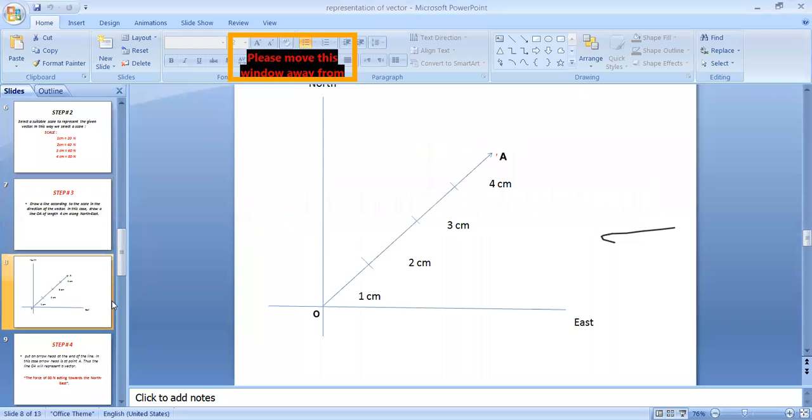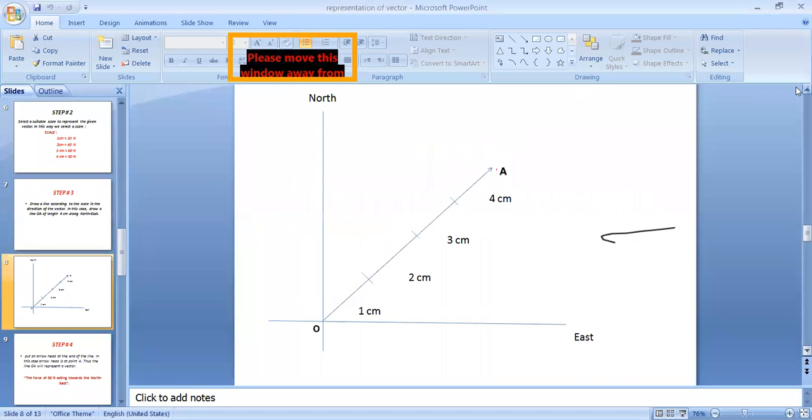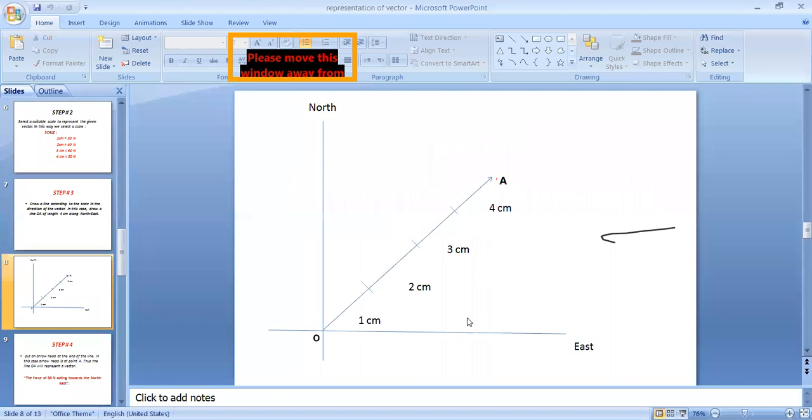Now, have you made the direction north and east? Okay, east will be your x-axis and north will be your y-axis. On the x-axis it will be your east. This is your horizontal line and this is your vertical line.